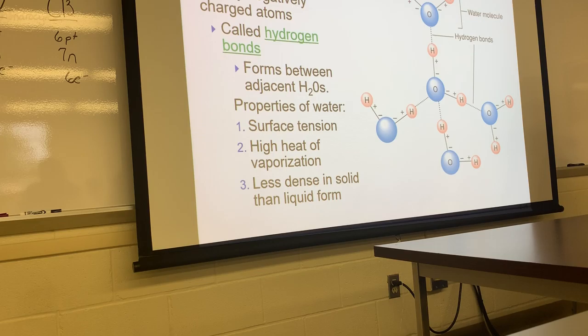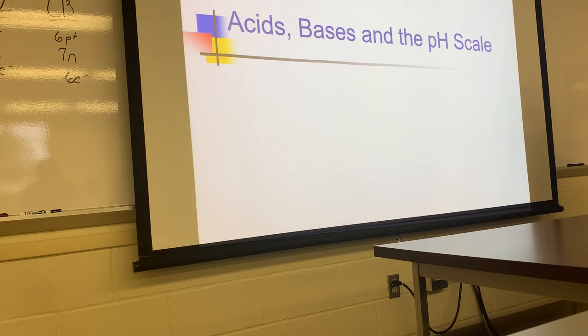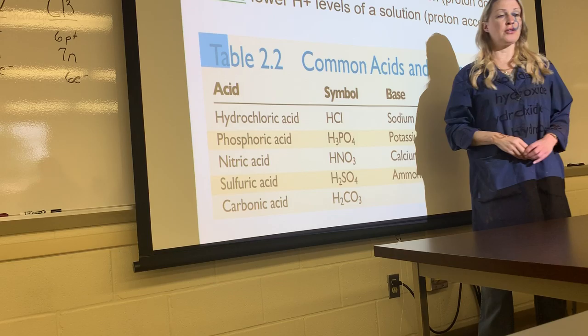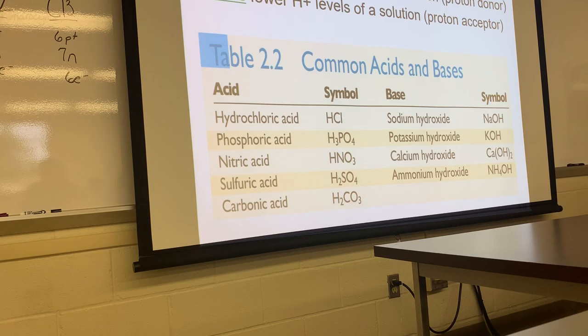Okay, so that concludes our discussion on bonds. Do you have any questions about anything? All right, well, now we're moving on to acids, bases, and the pH scale. So these first two definitions are the thing that you really just want to remember. I think if you remember this, then you can figure out any question and understand buffer systems and all of that.